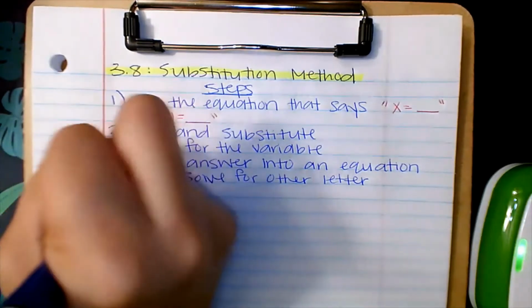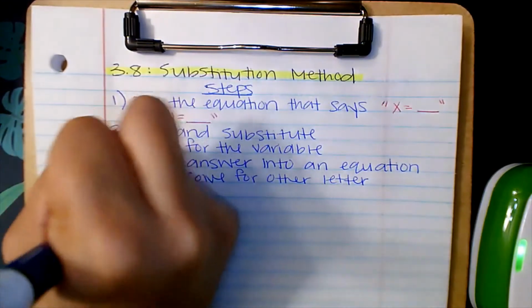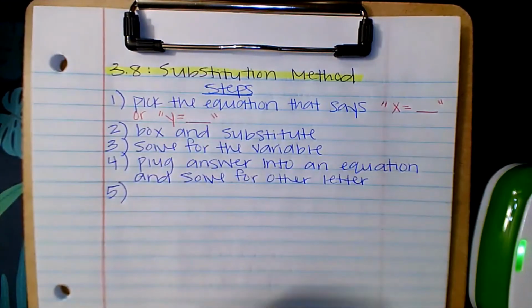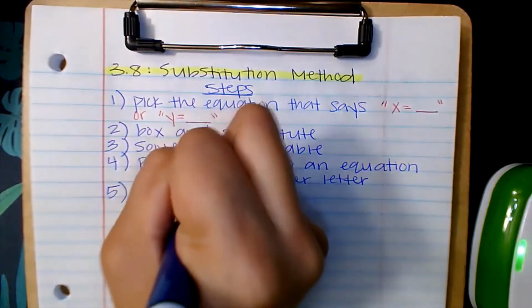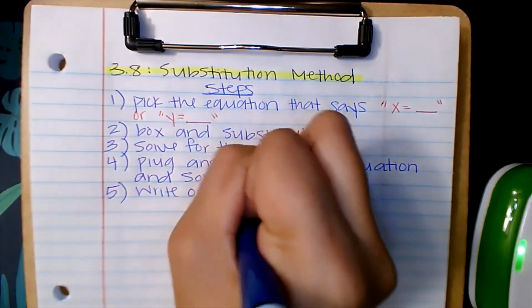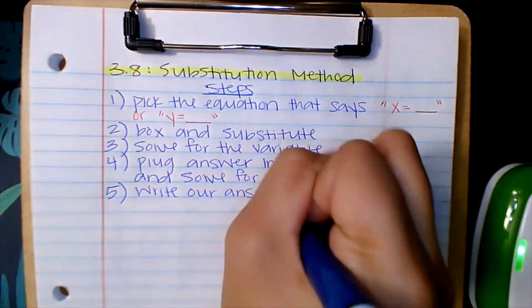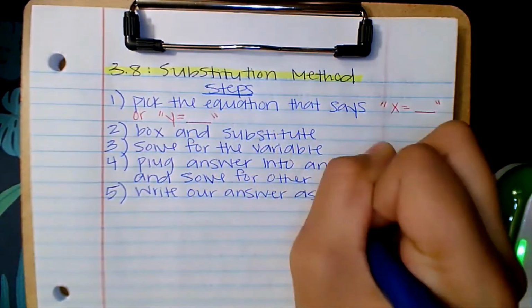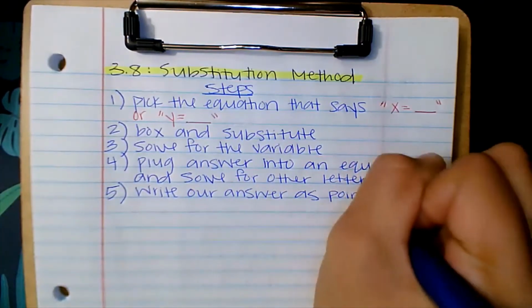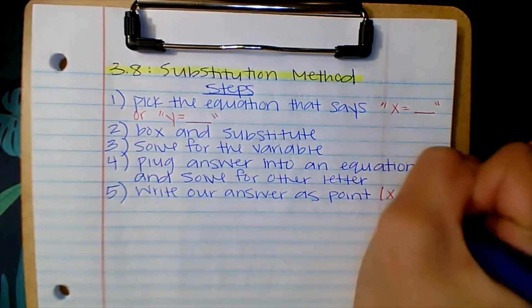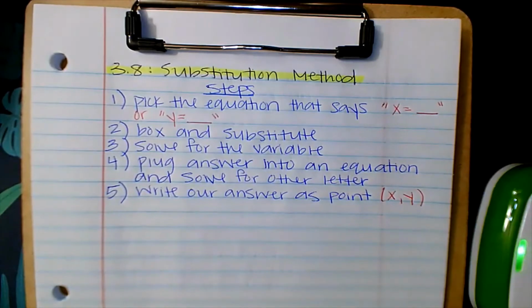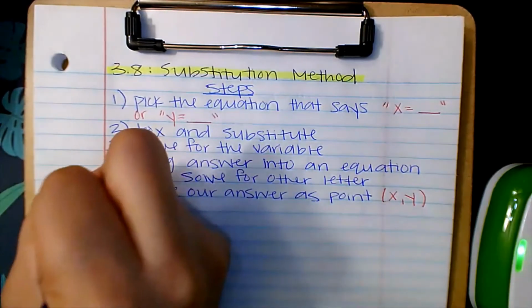And then lastly, we know that we've been dealing with solutions for a little while. We're going to always write our answer as a point. And if we forgot what a point is, we have the x value first and the y value second. So let's go ahead and do some examples.